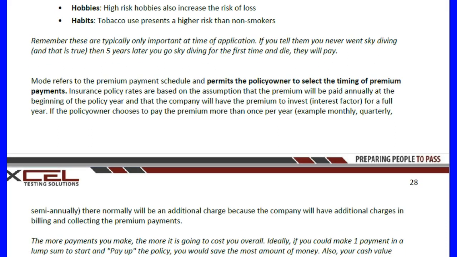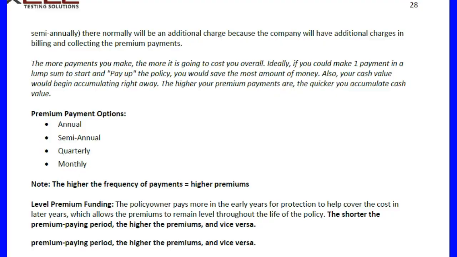Mode refers to the premium payment schedule and permits the policy owner to select the timing of premium payments. Insurance policy rates are based on the assumption that the premium will be paid annually at the beginning of the policy year, and the company will have the premium to invest, the interest factor, for a full year. If the policy owner chooses to pay premium more than once a year, there will normally be an additional charge because the company will have additional charges for billing and premium payments.